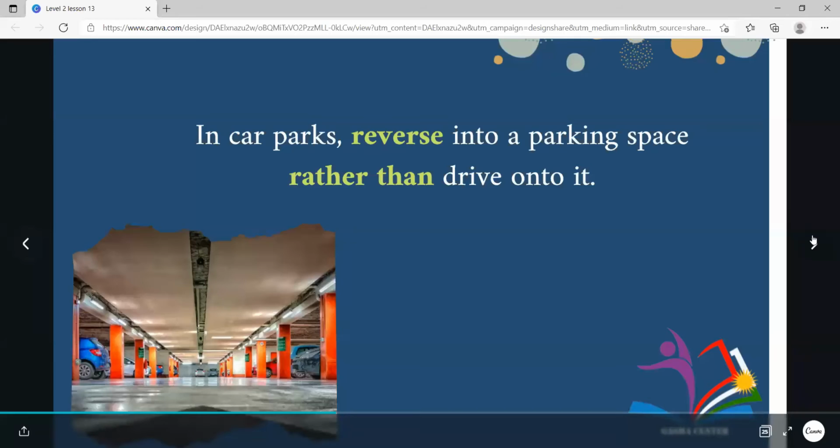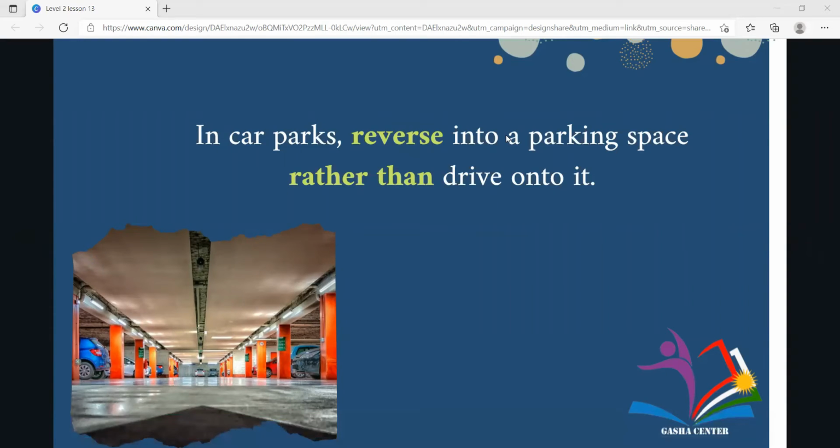Now we have Muhammad. Are you here? No, he's not. Yes, Mr. Mu'ayyad, can you read it? Teacher. Yes. In car parking, parkers reverse into a parking space rather than drive onto it. Yeah. What does that mean? It is about car parking.